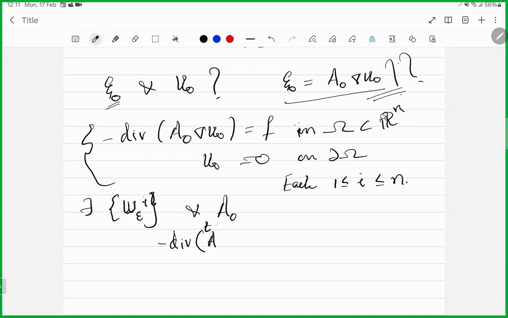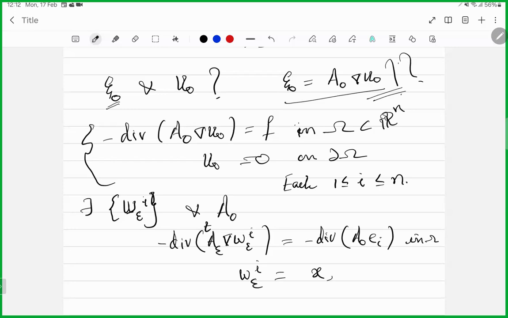I think I would want it with transpose. I have not assumed even symmetry of A. So A epsilon transpose grad W epsilon I equal to A0 transpose EI. This is in omega. Okay, it has this relation. And in fact, on the boundary also, it can satisfy Xi.